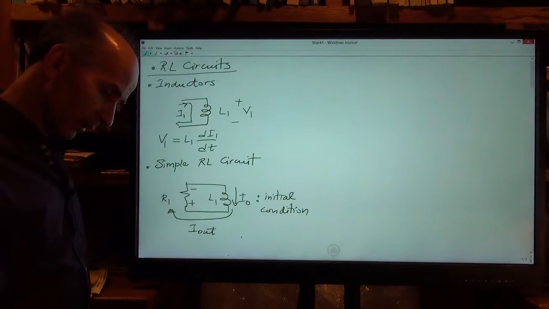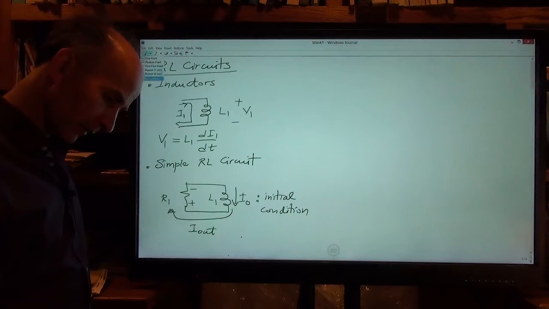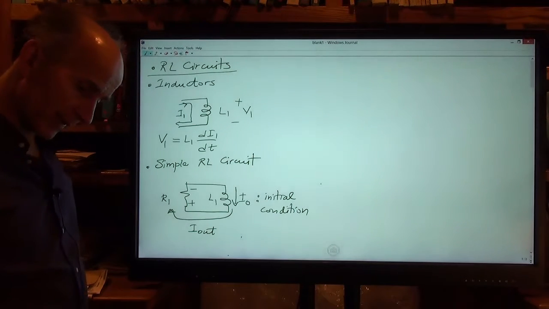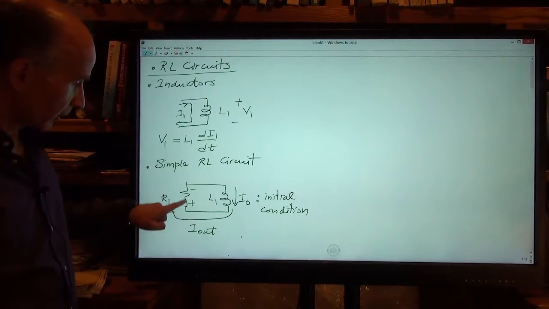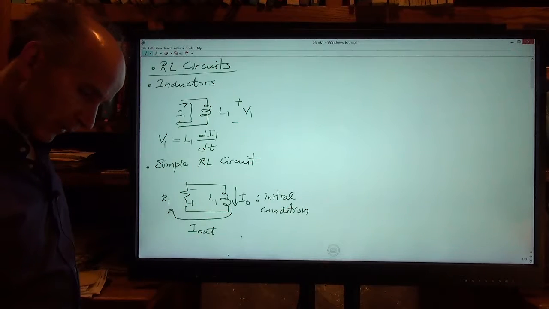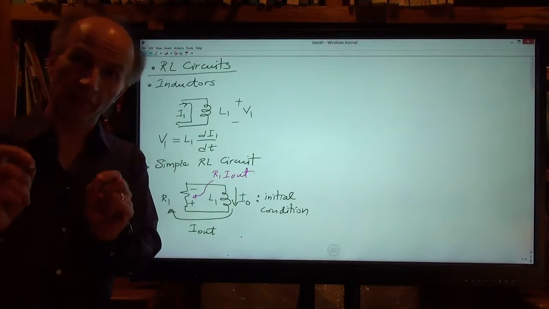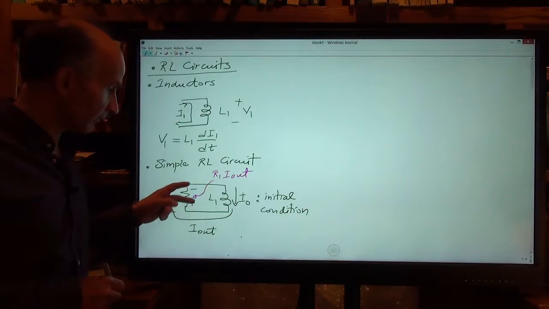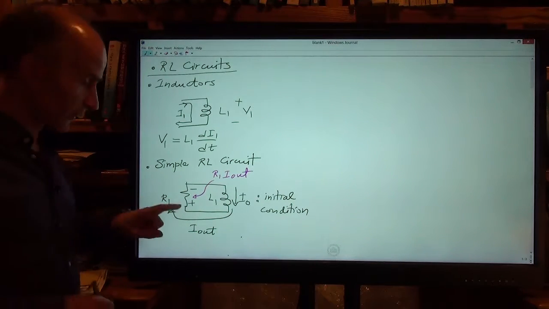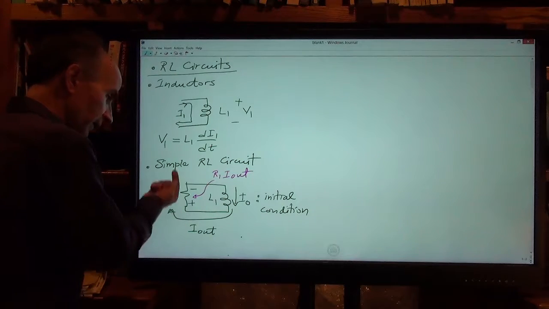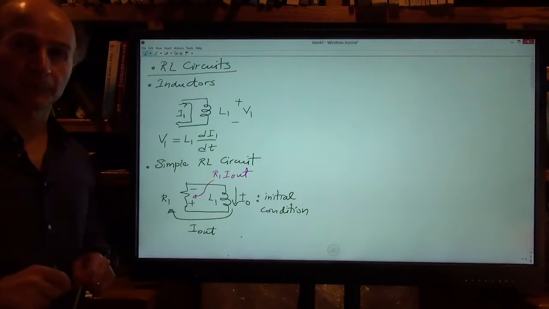Well, Ohm's law. Let's change the color of our pen. So, Ohm's law says, take the current, multiply by the resistance. So this voltage here will be R1 I out. It's very important to remember that this is the voltage value and the sign of the voltage is positive here, negative here. Why? Because the current is going this way, not this way.